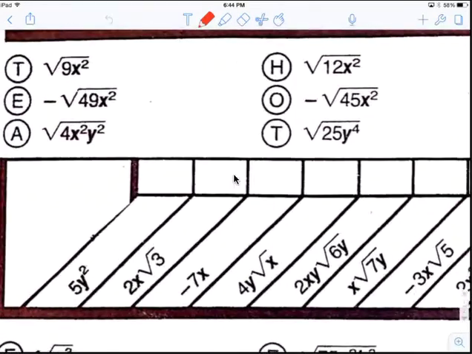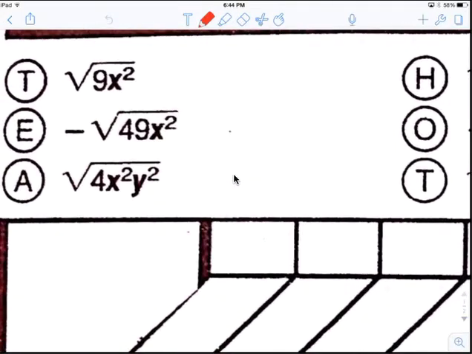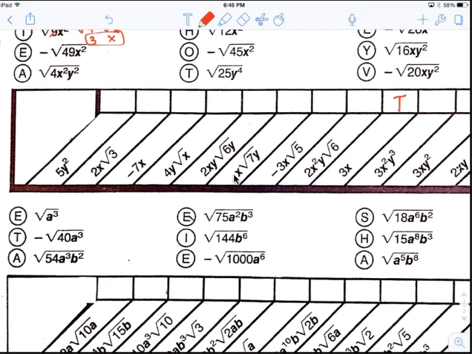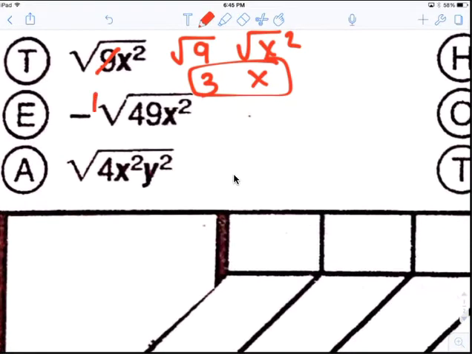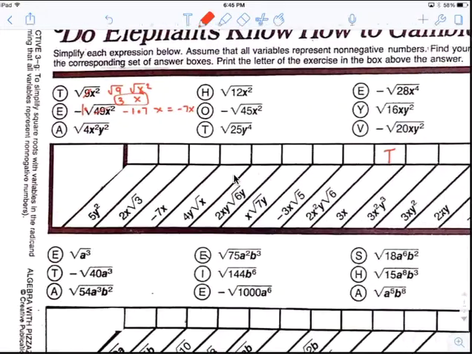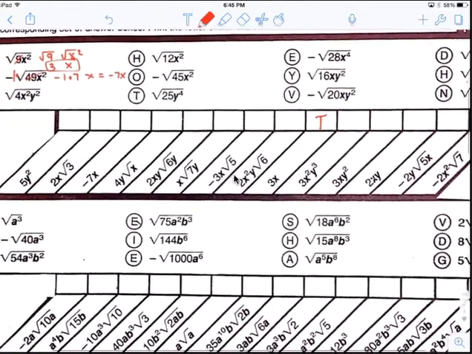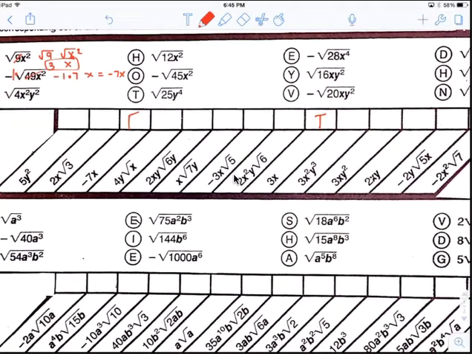Okay, you basically shouldn't have any problems with these, right? That square root of 9 is 3, and square root of x squared is x. So 3x. 3x is letter T, so put T here. That shouldn't give you any problem. This one is a negative 1 times, so negative 1 times 7, and x squared is x, so that's negative 7x. That's E. There's negative 7x side. Right here, that's E. Okay.